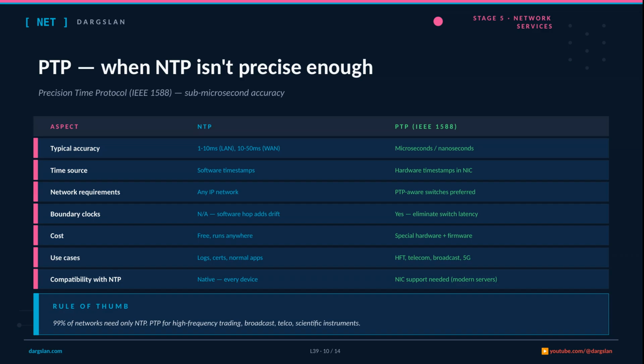The trick is hardware timestamps in the NIC instead of software, plus PTP-aware switches acting as boundary clocks that strip out their own latency. The result is sub-microsecond, often nanosecond accuracy, but you pay for it in special hardware and firmware. Rule of thumb, stick with NTP unless your use case specifically demands otherwise.